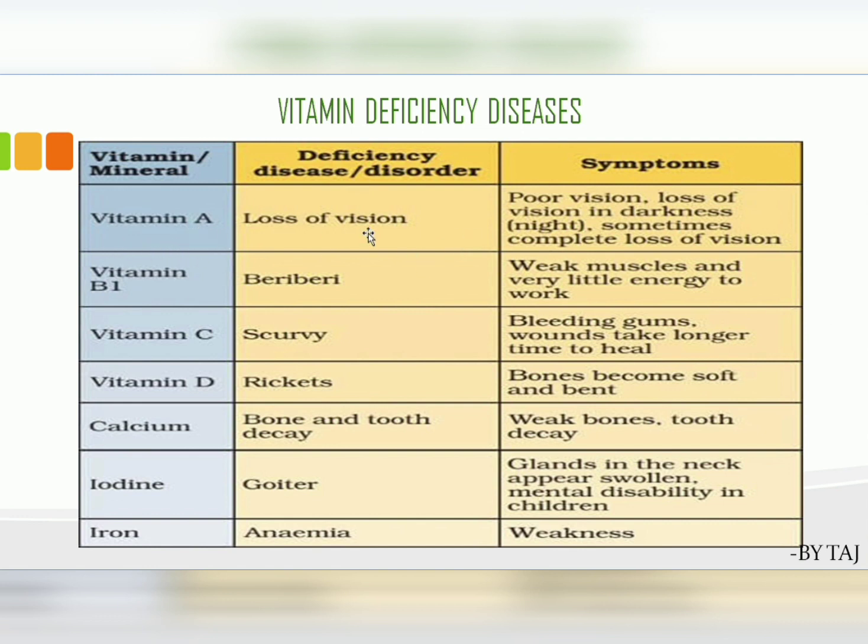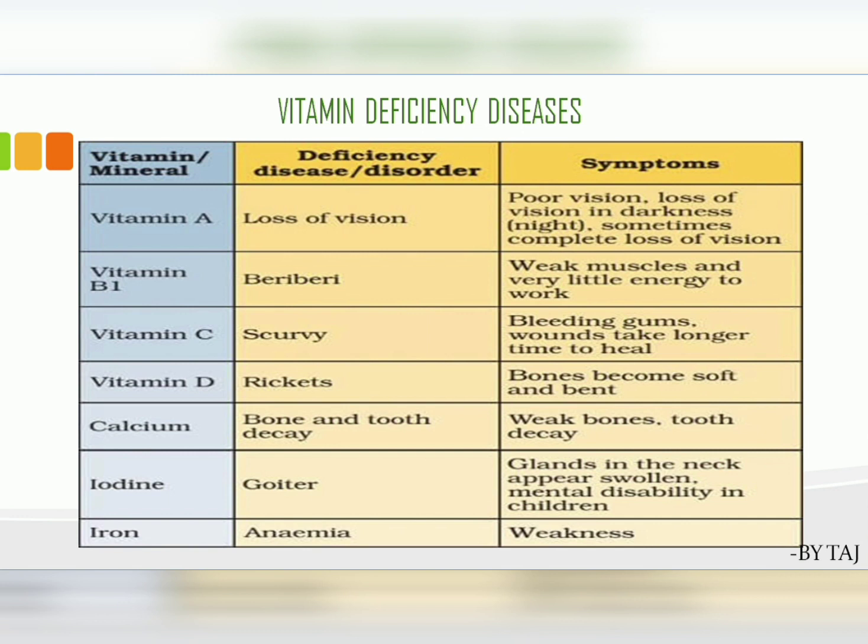Vitamin A. If you do not have vitamin A in your body, you are going to get a disease with loss of vision. The symptoms are poor vision, loss of vision in darkness, night blindness. You have heard of that, no? That is what you get with the deficiency of vitamin A. Sometimes complete loss of vision can also occur. Next, vitamin B1. If this vitamin B1 is deficient, you get a disease called beriberi. Beriberi makes our muscles weak, with very little energy to do work. So this is about vitamin B1.